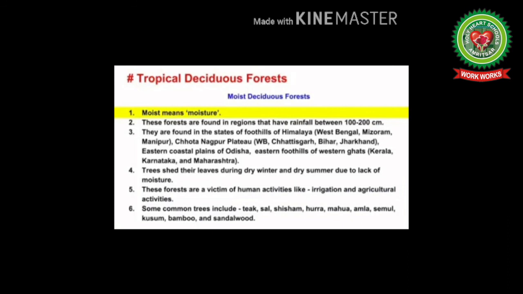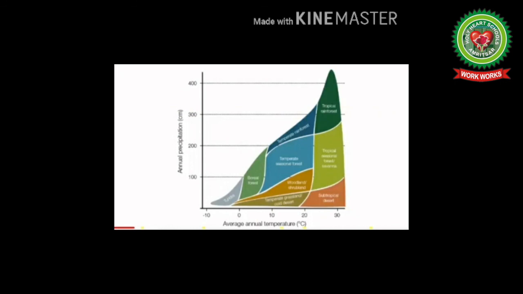Trees shed their leaves during dry winters and dry summers due to the lack of moisture. These forests are a victim of human activities like irrigation and agriculture. Some common trees include teak, sal, shisham, hurra, mahua, amla, semal, kusum, bamboo, and sandalwood. So students, this is all about today's topic. We have discussed tropical evergreen forest and deciduous monsoon forest.